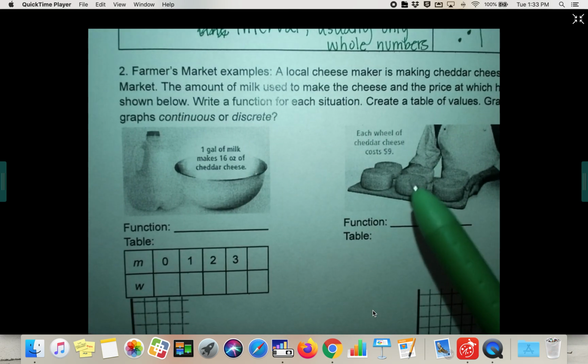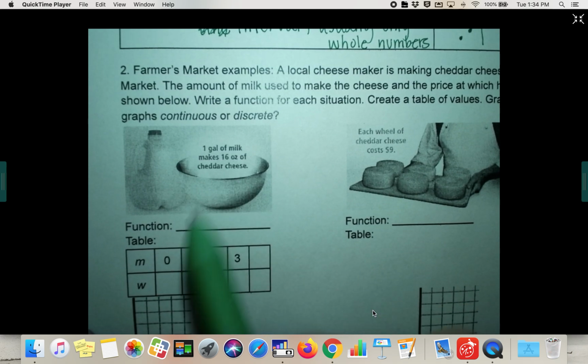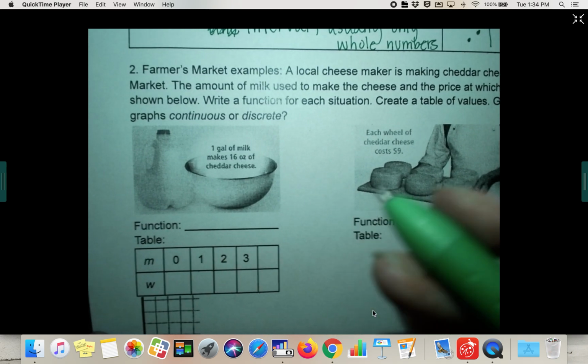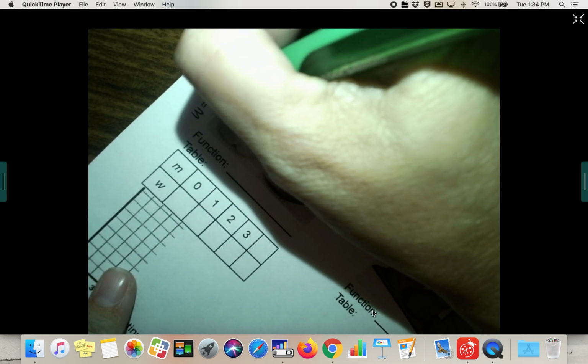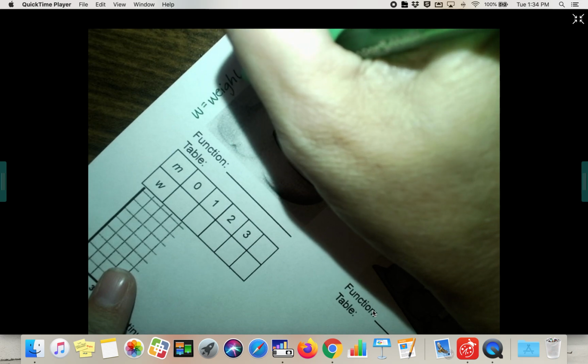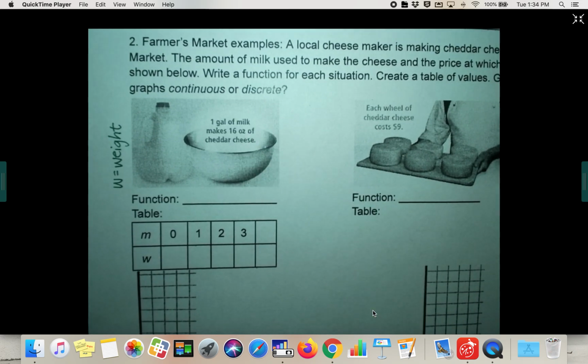A local cheesemaker is making cheddar cheese to sell at a farmer's market. The amount of milk used to make it, the price at which he sells. And I also forgot that the W they're talking about down here represents weight. So just FYI, I'm going to write this down. I don't know if it says that anywhere, but the weight of the cheese is what he's trying to make with the milk to make the cheddar cheese.